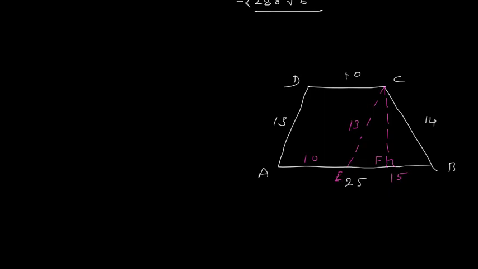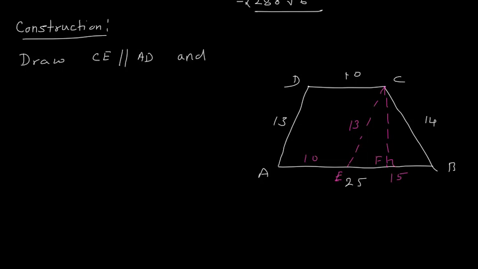Okay, very good question. So here I will do a construction. Given and to find you can write. In construction I will say: draw CE parallel to AD, and CF perpendicular to AB.